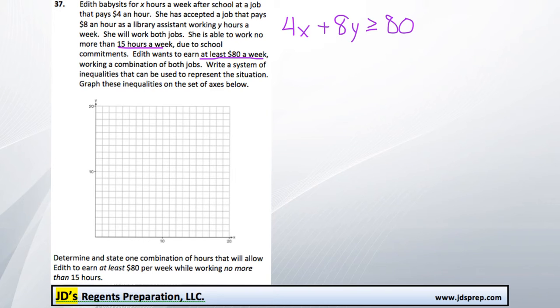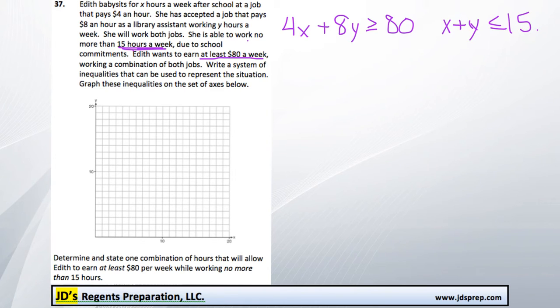And then we know as well that she can't work more than 15 hours. So if we were to combine the hours worked babysitting plus the hours worked at the library, meaning that she can't work more than 15 hours a week, that means it's going to be less than or equal to 15. 15 is the maximum amount of hours.